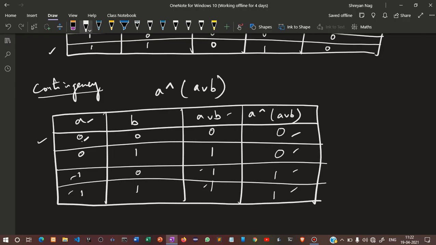In the next video, we will be learning about the algebraic laws and how to solve a truth table based on this kind of operations.